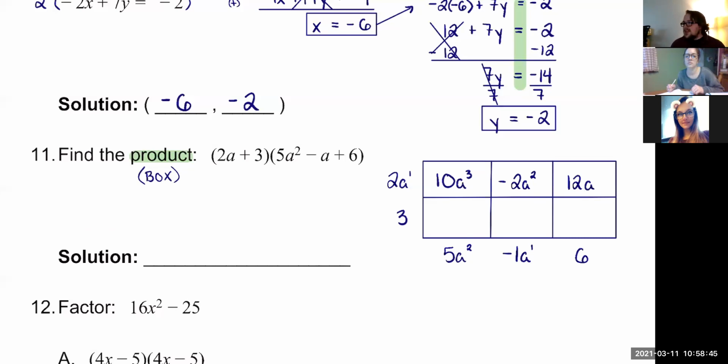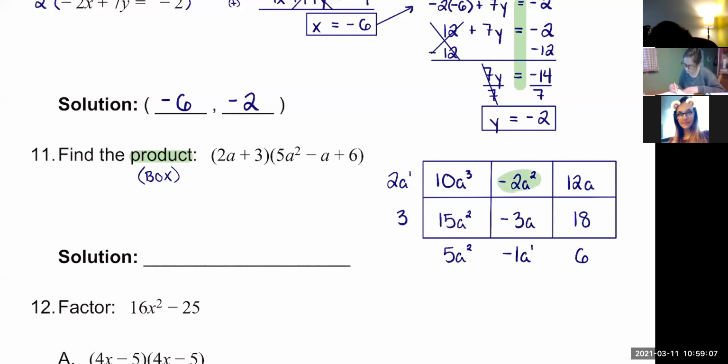So we did all the multiplications with the 2a. Now I move down to the second row with the 3. 3 times 5a squared is 15a squared. 3 times negative 1a is negative 3a. And 3 times 6 is 18. And here's my favorite part about this box.